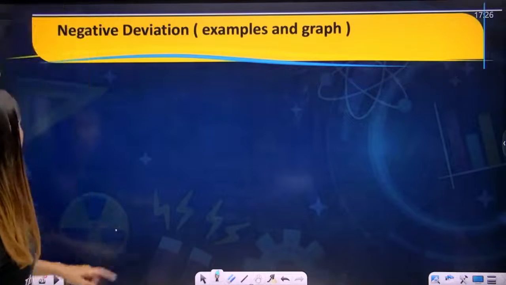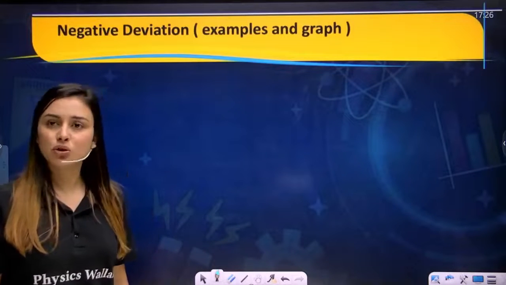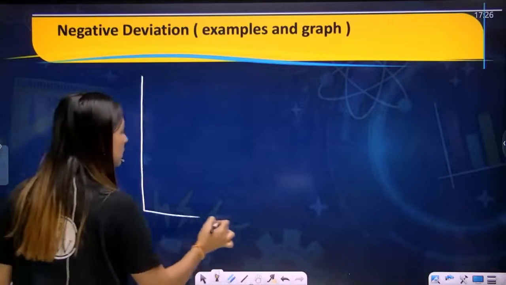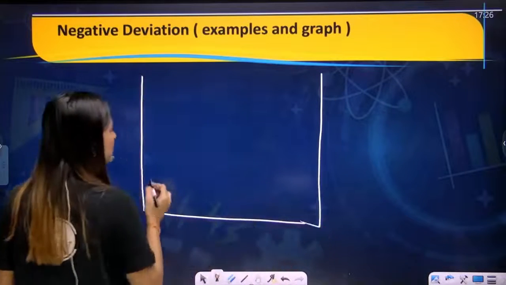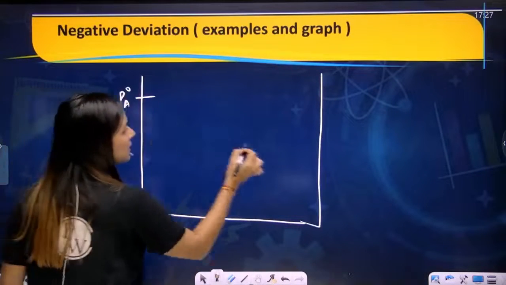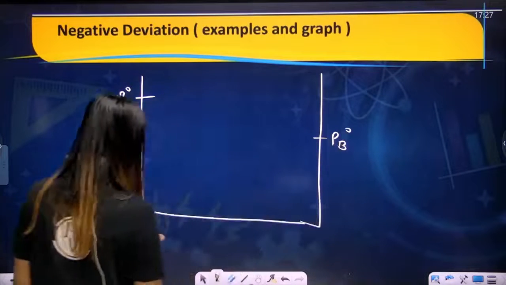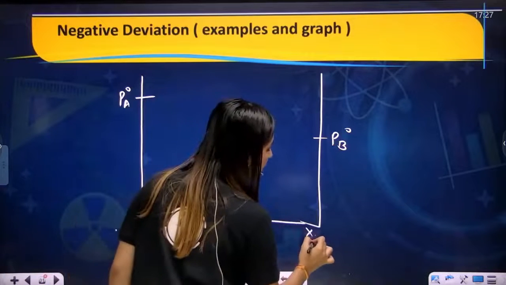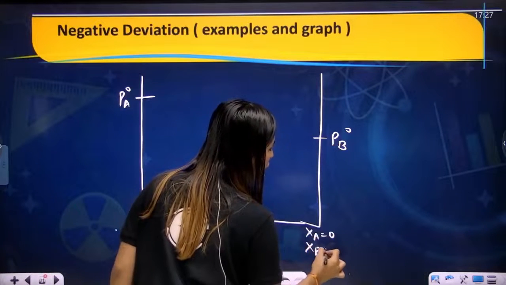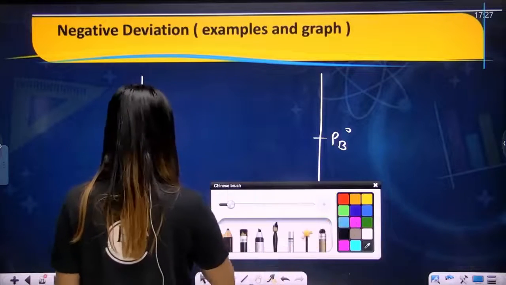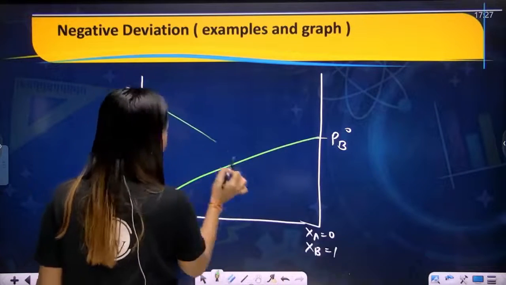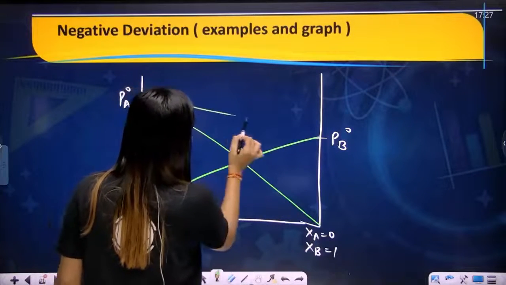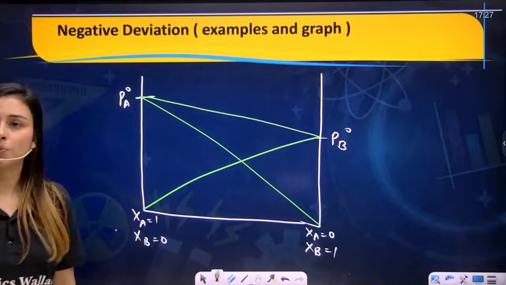Now we have to draw the graph here. Let's draw the graph. I hope it's not very typical for you now. You will have to draw this, and then this time we'll draw for ideal solution first. This will be PA naught, and let's say this will be PB naught. Here, ma'am, XA will be equal to 1 and XB will be equal to 0. Here XA will be equal to 0 and XB will be equal to 1. We will join this here and we will join this here, and then we'll combine these two, right? You will combine these two.